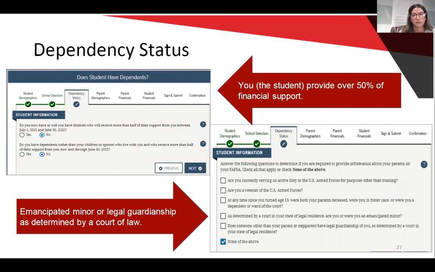Okay, next box would be, as determined by a court in your state of legal residence, are you or were you an emancipated minor? You're going to check off the box if any of these apply to you. As of today, you're an emancipated minor, or you were an emancipated minor immediately before you reached the age of being an adult in your state. The court must be located in your state of legal residence at the time the court's decision was issued.